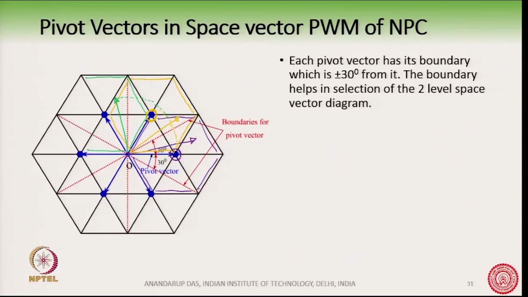Once it goes to here, then this will become the hexagon with this as the pivot vector, that is the starting and ending vector will be here. For this position we will switch this one and this one. These 3 vectors we will switch because it is enclosed by this triangle here, but the pivot vector will be the starting and ending vector for the reference vector at this position. Okay. So, this is how the switching action takes place for the NPC.